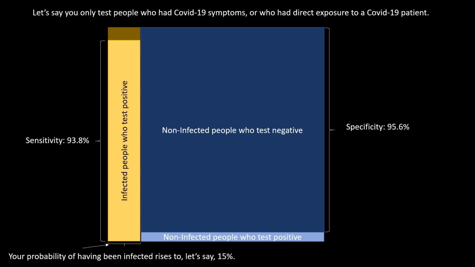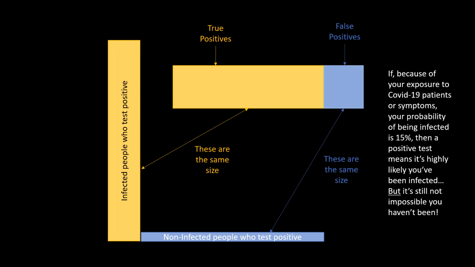Now the other thing as well is that this tells us how to give the test properly. And that's what they do in the medical community. Before they give you a test normally, you would want to check whether they actually had symptoms or whether they had direct exposure with somebody who was known to have COVID-19. Well, let's say that because of those prerequisites, your probability of having been infected rises to about 15% out of the population that gets tested. Then what happens? Well, the number of true positives is now much bigger than the number of false positives.